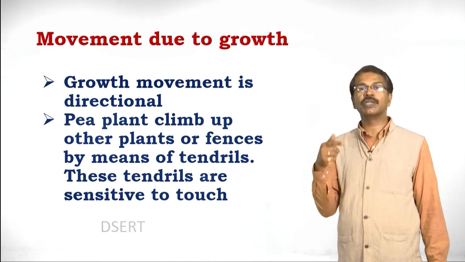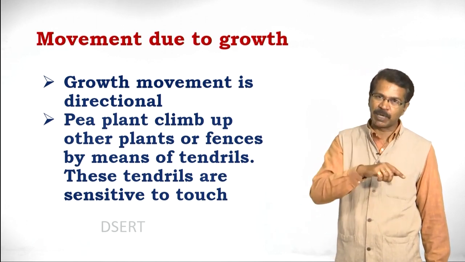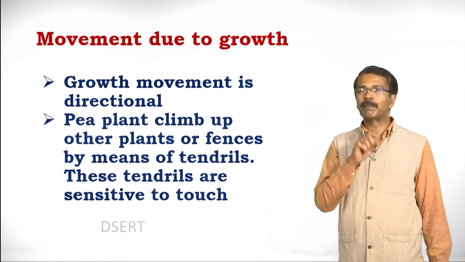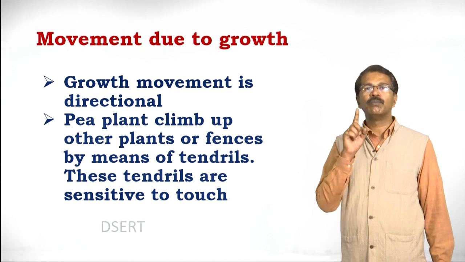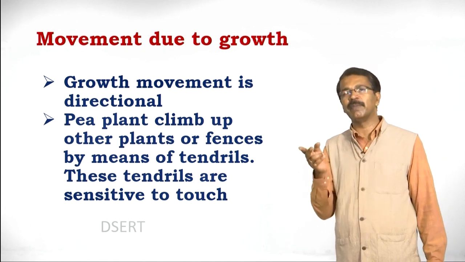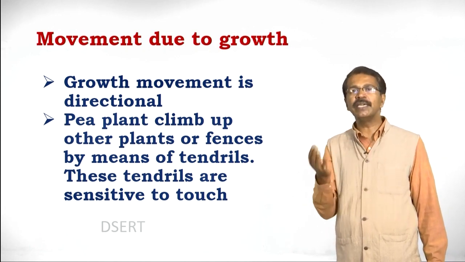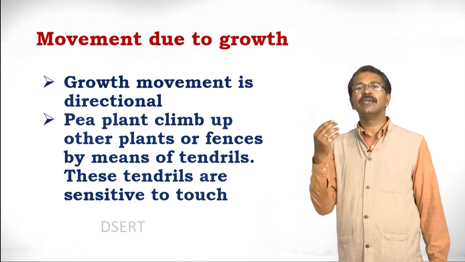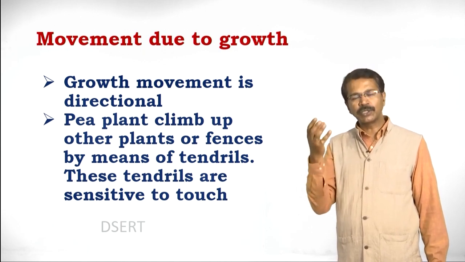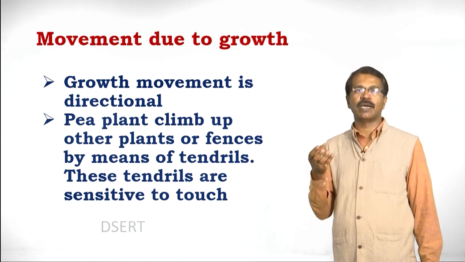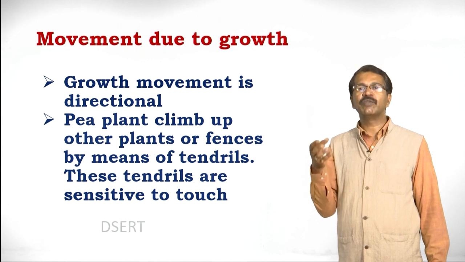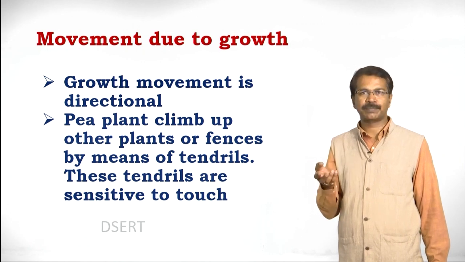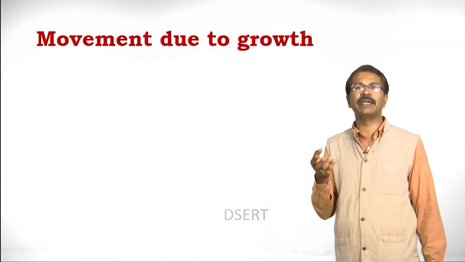This is growth dependent. Whereas in the case of the touch-me-not plant, the plant is also very sensitive to touch, but that movement we call growth independent or nastic movement. Whereas in the case of the pea plant, the plant is also sensitive to touch. The tendrils, the part of the pea plant, are sensitive to touch, but they will show growth. That means growth dependent.